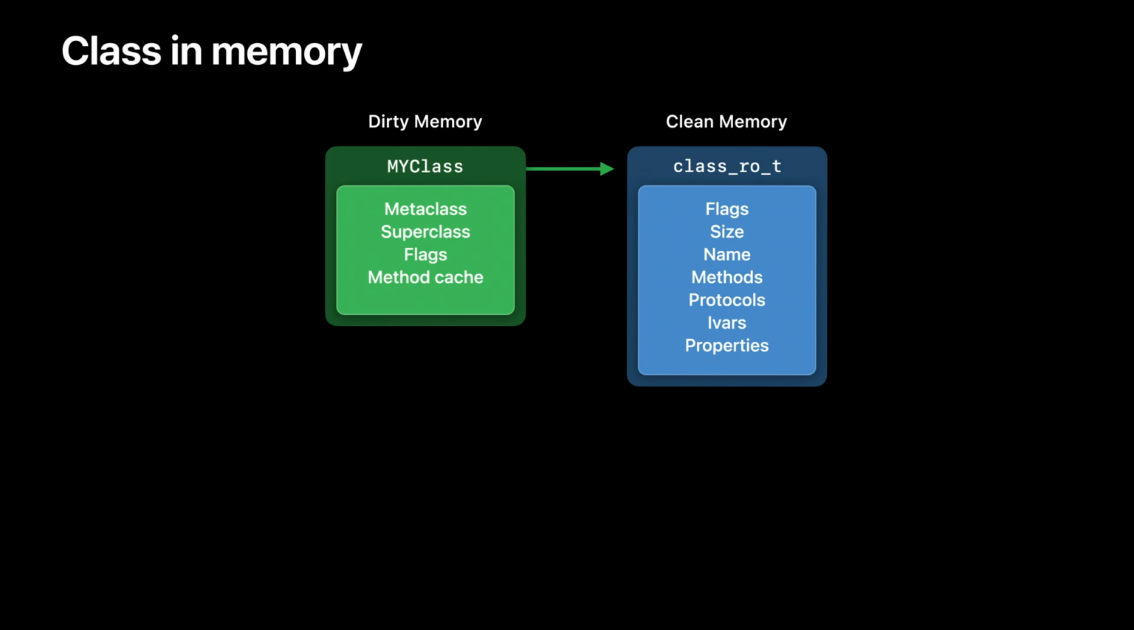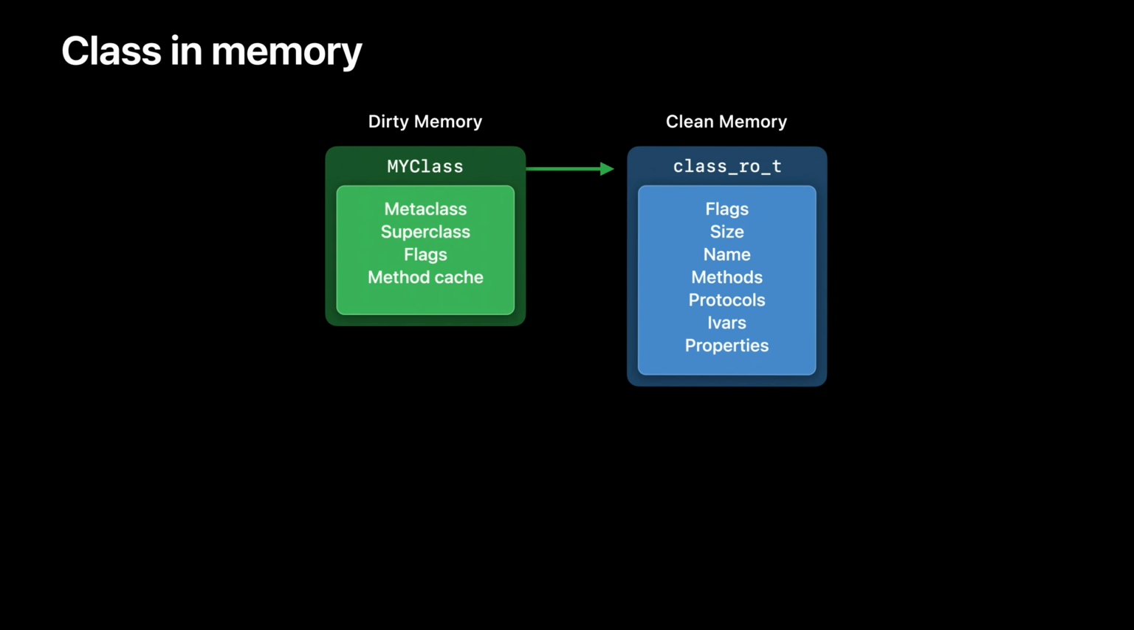Dirty memory is much more expensive than clean memory. It has to be kept around for as long as the process is running. Clean memory, on the other hand, can be evicted to make room for other things, because if you need it, the system can always just reload it from disk. macOS has the option to swap out dirty memory, but dirty memory is especially costly in iOS because it doesn't use swap.